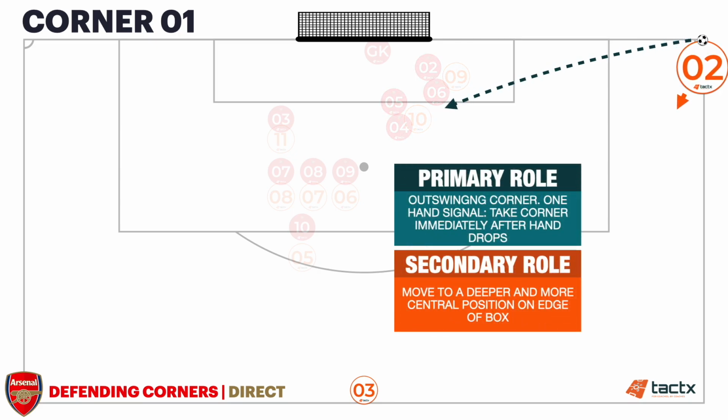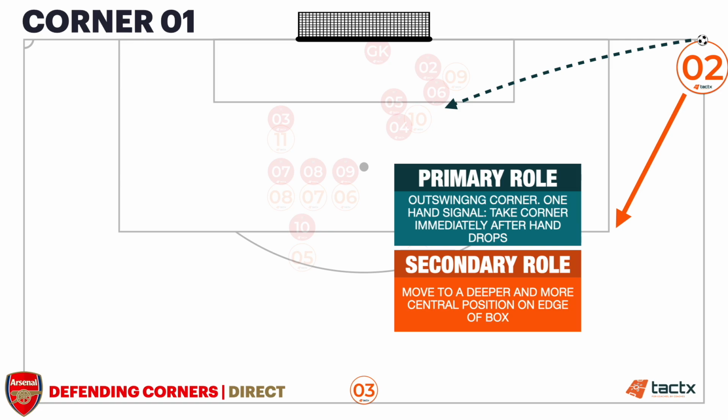The roles and responsibilities of the rest of the team are as follows. So we're looking at an out-swinging corner with a one-hand signal, and the corner taker immediately takes the corner after his hand drops. Secondary role is to move to a deeper position and more central on the edge of the box to secure against the counter-attack or pick up any clearances.